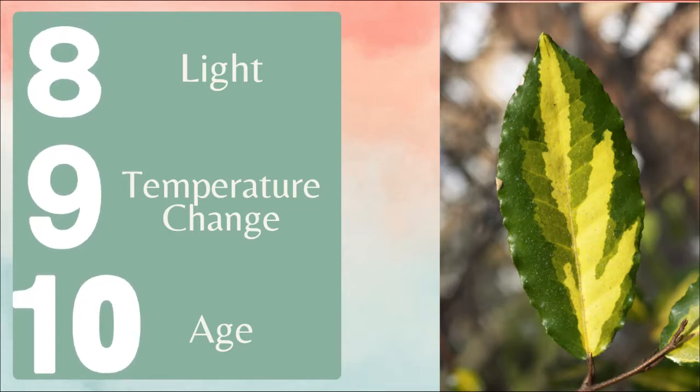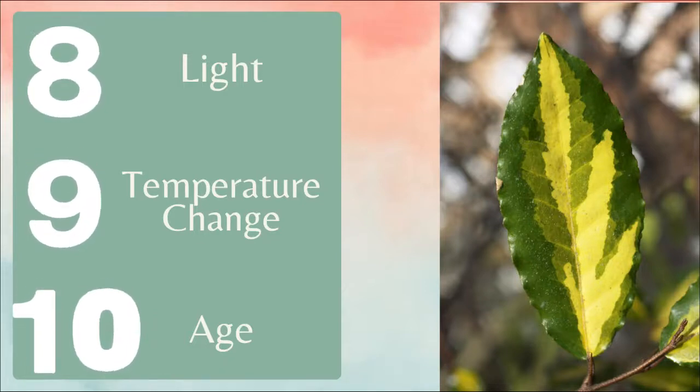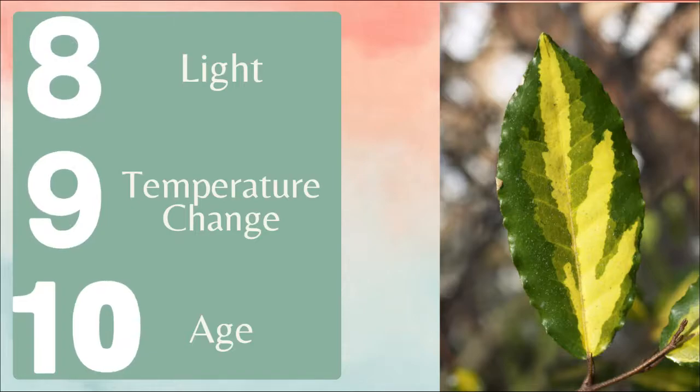So any ideas why this leaf has this yellow on it? It's not along the edges. It's not interveinal. Okay. All right.